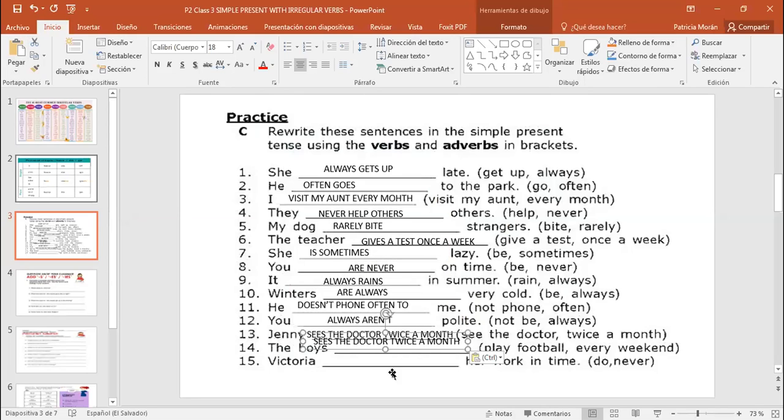The boys play football every weekend. Queda básicamente así, ¿verdad? Como está, porque no le agregamos la S porque es they, ¿verdad? The boys play football every weekend. And that's it. Se queda prácticamente casi como estaba, ¿verdad? Victoria, number 15.